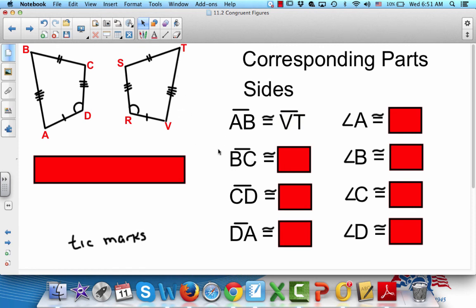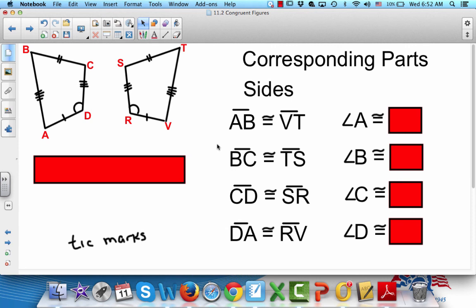Segment BC. We've got segment BC here. It's congruent to ST over here, or TS. I get it backwards both times. Then we've got CD is congruent to, I bet I get it backwards this time too, SR. Oh, I got it right that time. And then finally, we've got DA, which has 1 tick mark, and RV. And we got that one right too.